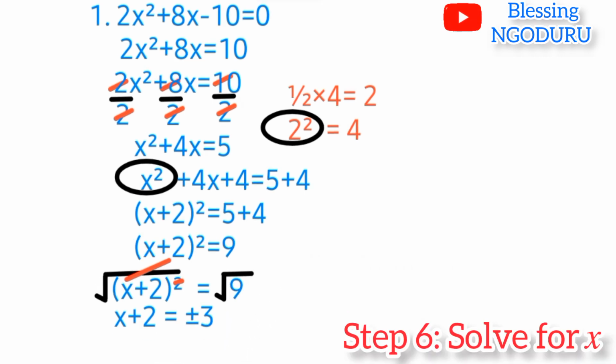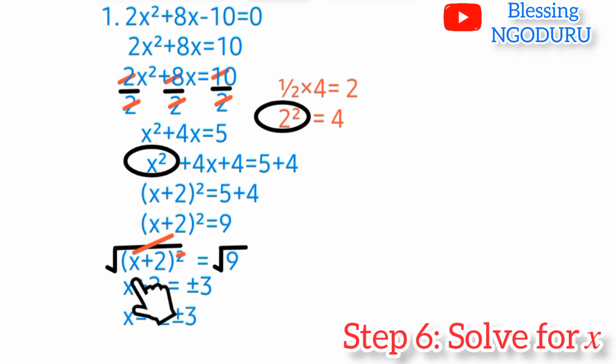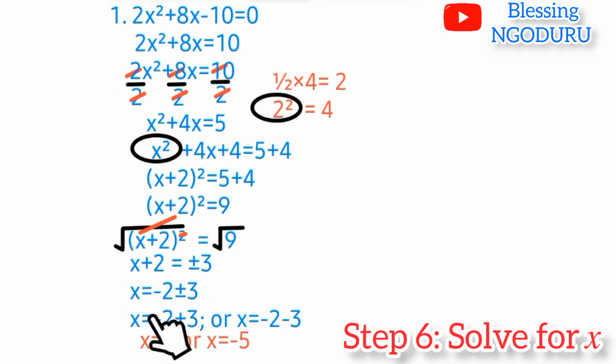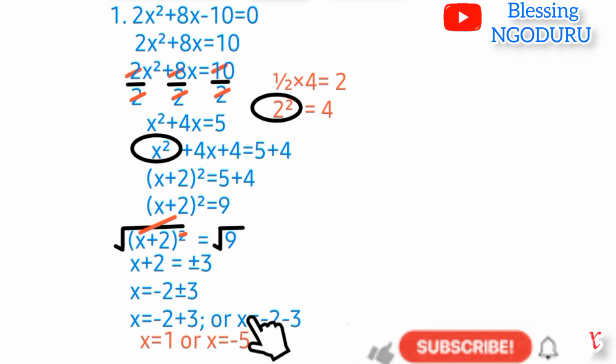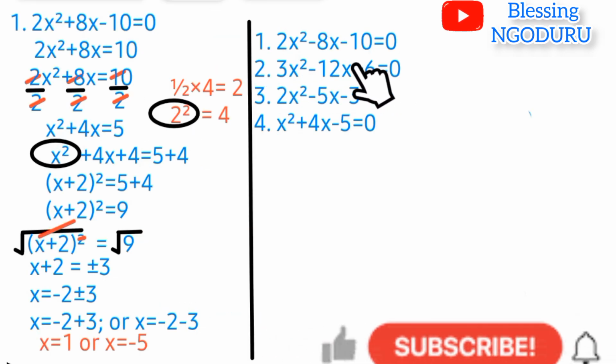Now let's solve for x. So we have x equal to, when plus 2 crosses the equal sign, it becomes minus 2 plus or minus 3. If we say x equals minus 2 plus 3, and minus 2 plus 3 gives 1, so the value of x is 1. Or if we say x equals minus 2 minus 3, the value of x will be minus 5. Now let's answer the second question.